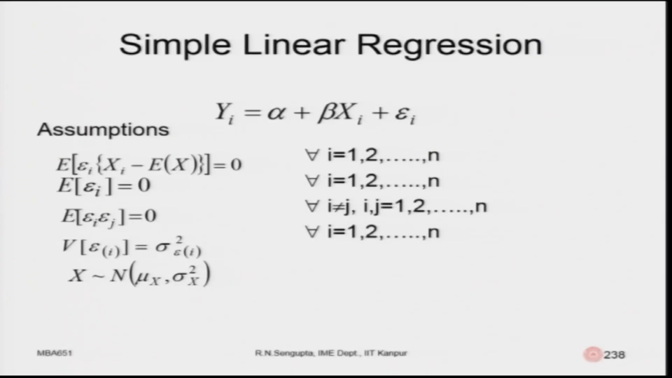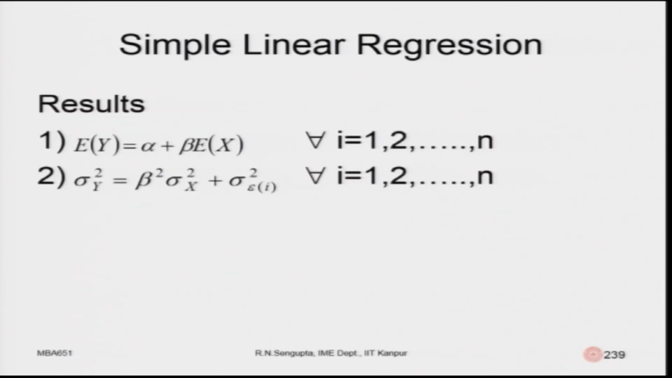And we consider the distribution of x to be normal with mean mu suffix x and variance sigma square suffix x. As x is normally distributed, epsilon is normally distributed, x is independent of epsilon, and alpha is a constant, as per the properties of the normal distribution, y would also have a normal distribution with a certain mean and a certain standard deviation. We are going to come to that.